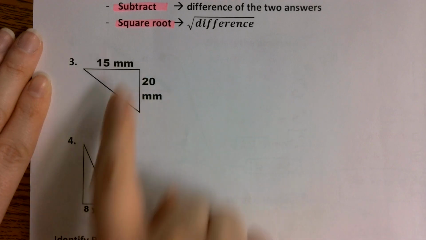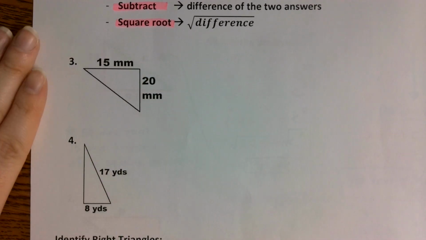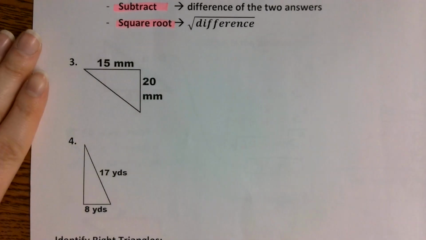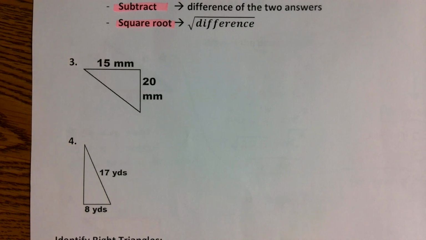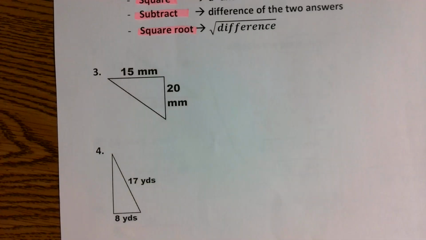All right. I want you guys to go ahead and do problems 3 and 4 on your own. You're just solving for the missing value, whether it's a hypotenuse or a leg. All right, let's go ahead and go through this.